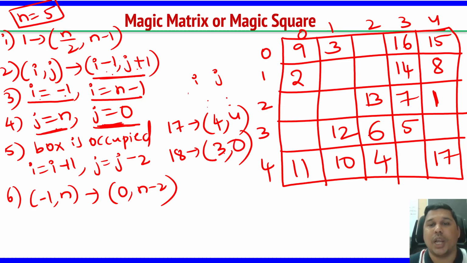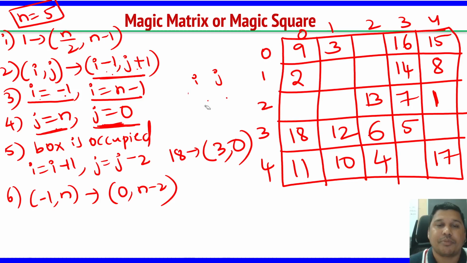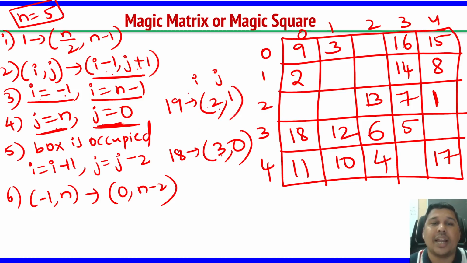So this is possible now, and the 30 box is empty. When the 30 box is empty, place 18 there. Okay, this is also satisfied. Next, I have to place 19 now. So the previous element is at 3, that is I minus 1. I have to put it at j plus 1, that is 0 plus 1, 1. So in box 2, 1, I have to place 19. Check if it is empty. Yes, it is empty. Place 19 here.